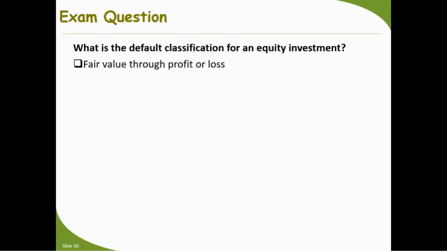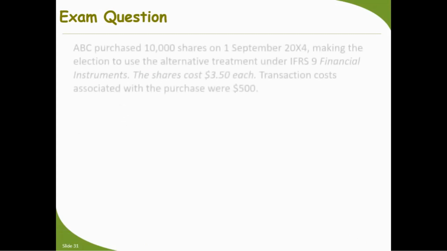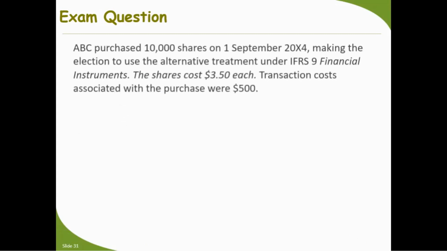Answer is A. Okay. Not amortized, fair value through OCI, and net proceeds, never. Our answer is fair value through P&L. Then we have another exam question.